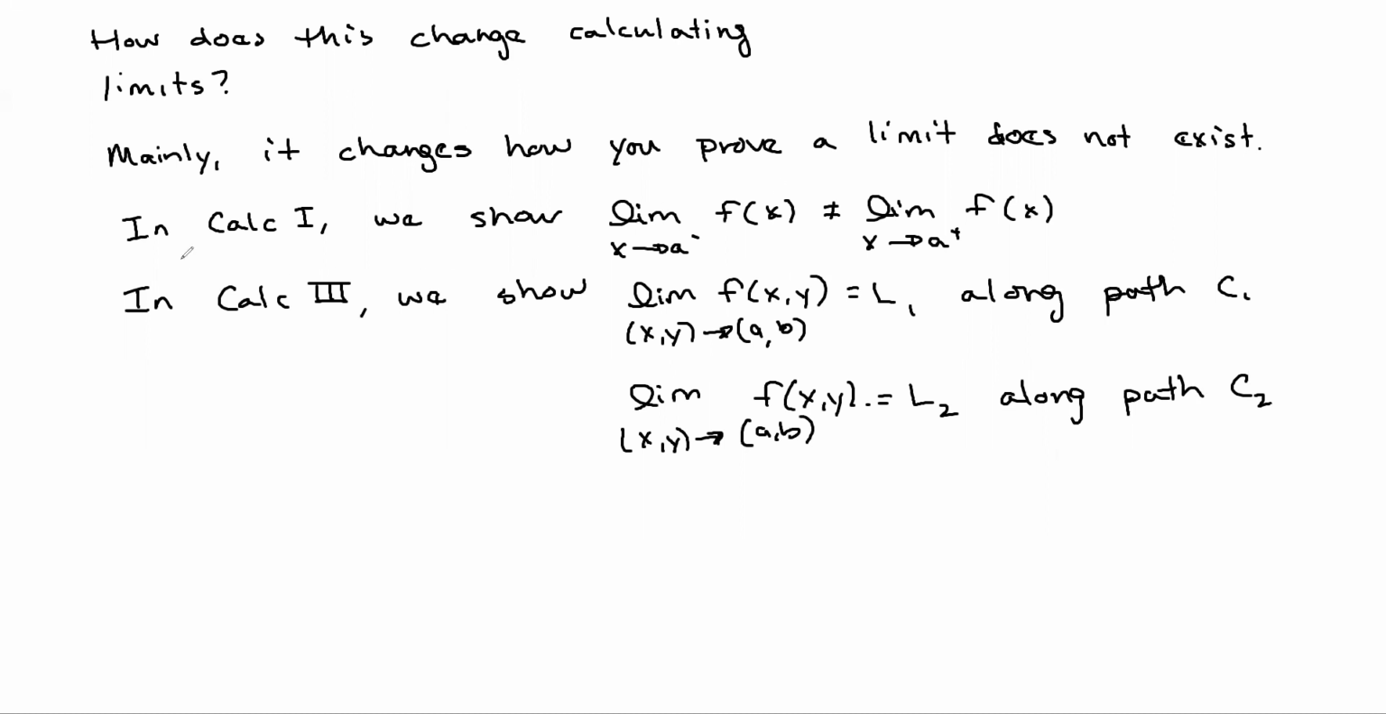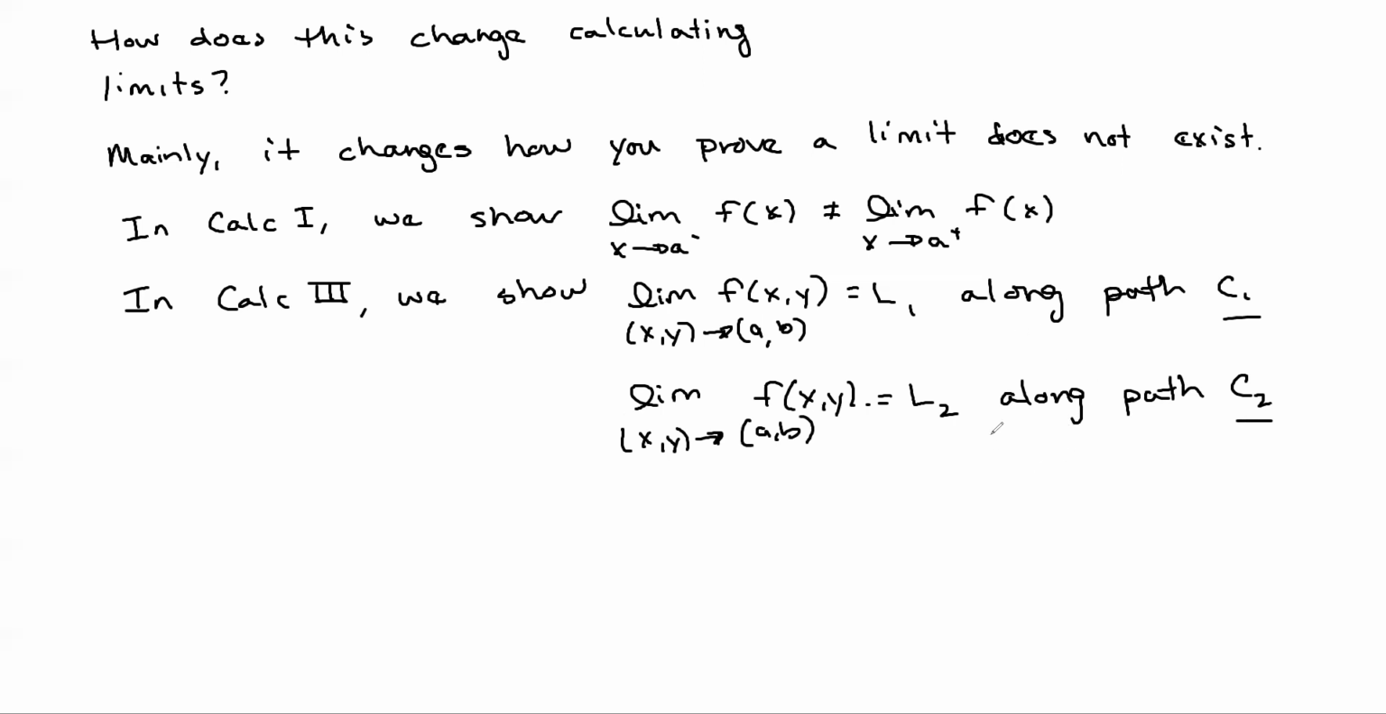So again, to recap, in Calc 1, when you're trying to show that a limit does not exist, the way that you do that is with two different values, and there's only two possibilities, left and right. In Calc 3, if we want to show a limit does not exist, then we still want to get two different values, but because of the nature of two dimensions, there's a lot of different ways to get to AB, and so there's not just one. So we're going to try and find two different paths that we can use to show that we get two different values.